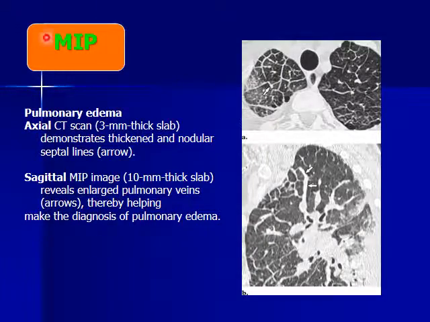Here, the MPR reconstruction is very helpful because it augments the septal thickening, and you can see it as a polygonal pattern of density. And also it is important because if we see dilated pulmonary veins with septal thickening, we can diagnose the presence of pulmonary edema due to heart failure.